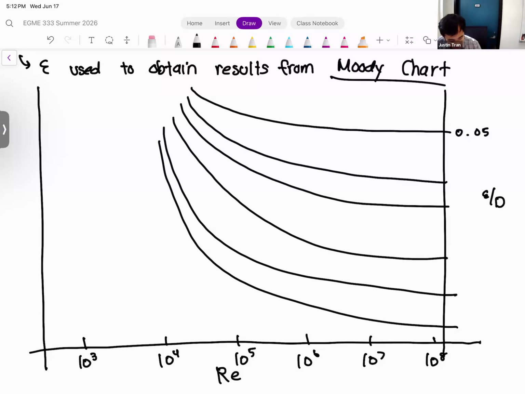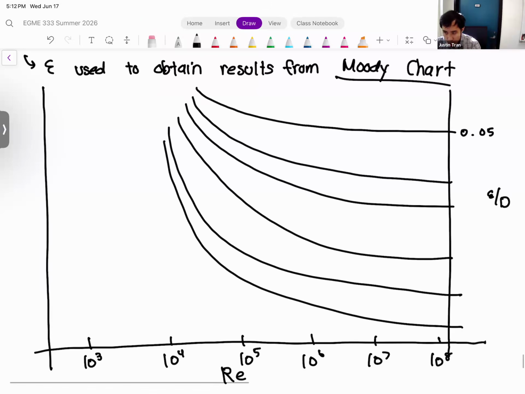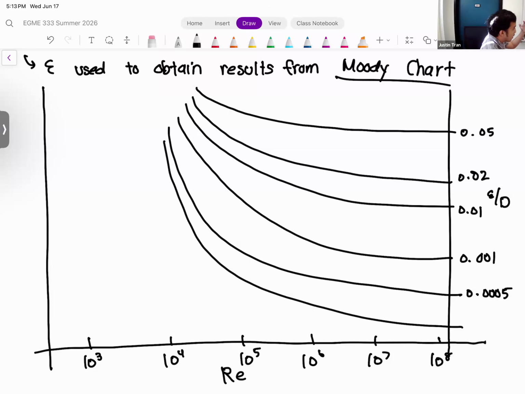Okay, and then from there it goes down. Right, so as you go down here, you get to smoother and smoother pipes. Right, so let's say this is like 0.02, right? This is like 0.01. Okay, this might be 0.001. Okay, this might be 0.0005. Okay. So as your pipes get smoother and smoother, as your epsilon gets less and less, you're going to move down the Moody chart. Okay. The bottommost curve on the Moody chart is what we call a smooth pipe.